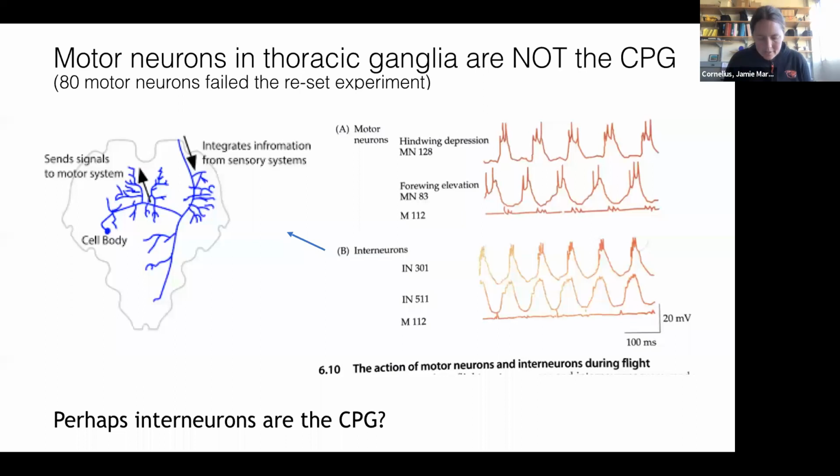And here's, again, some more numbers. You can see that the motor neurons are designated MN, and the interneurons are IN. And now you see some numbers here. What scientists did next was they started investigating whether or not interneurons were driving the central pattern.